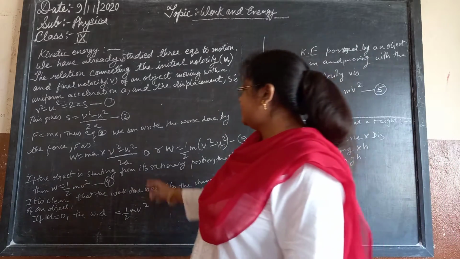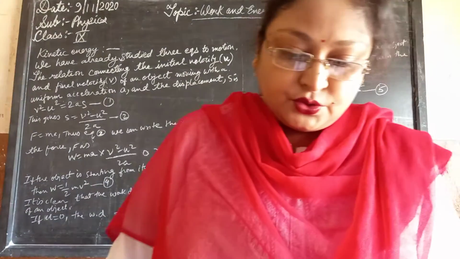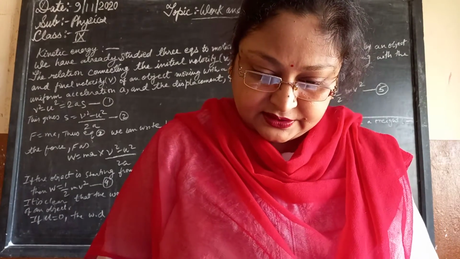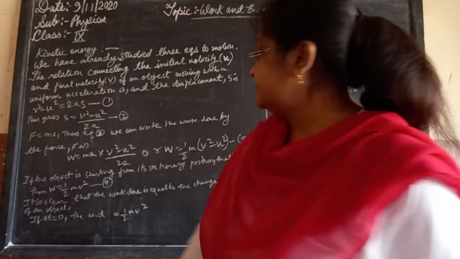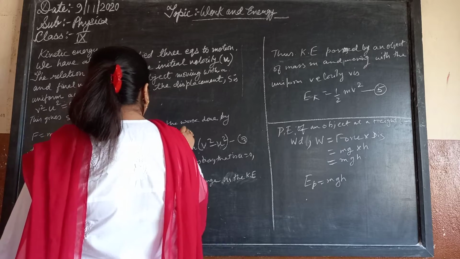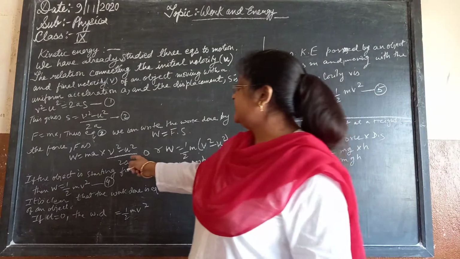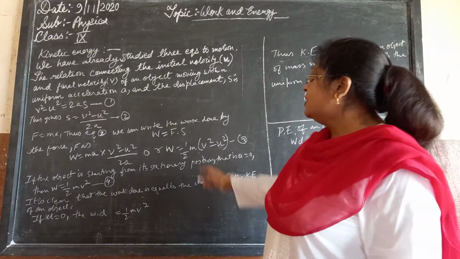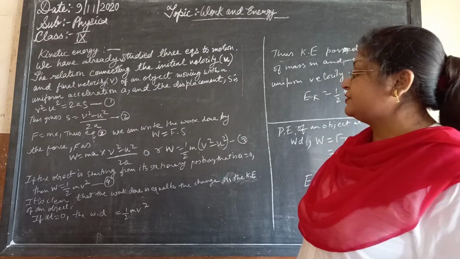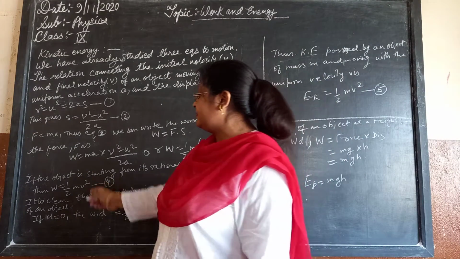If the object is starting from the stationary position, u is equal to 0 and W is equal to 1 by 2 mv square. Here we have taken equation 11.1, which is W is equal to F dot s. We know F very well, and s we have already been given. From this we get 1 by 2 m (v square minus u square), the third equation. If the object starts from the stationary position, then u is equal to 0 and W is equal to 1 by 2 mv square, the fourth equation.